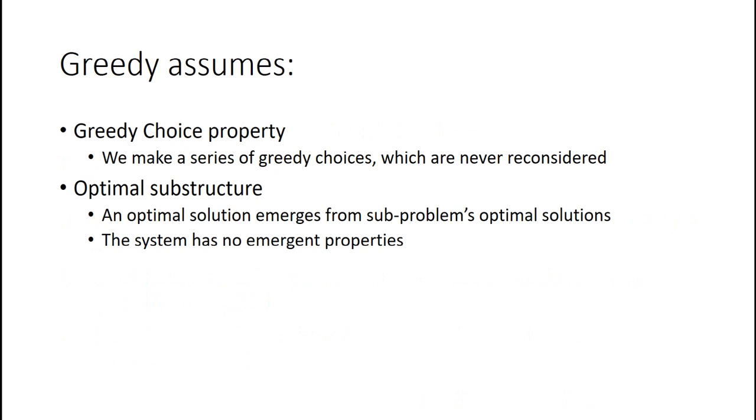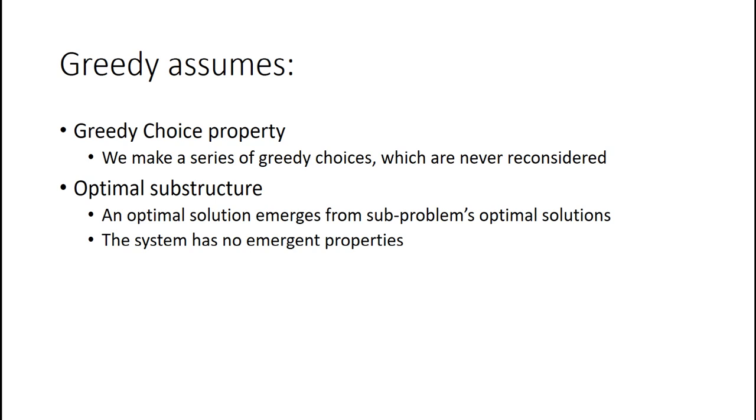So greedy assumes something called a greedy choice property. That is, if we make a series of greedy choices, which are never reconsidered, we'll end up where we want to be, at our goal. And they also need to have what's called an optimal substructure. This assumes that an optimal solution emerges from a subproblem's optimal solutions. We assume that the system has no emergent properties.